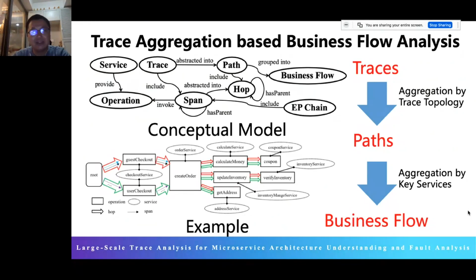In the first level of aggregation, we aggregate the traces into parses based on their trace topology. That means that if two traces share the same topology, which means these two traces pass the same set of services and also in the same order, then we can aggregate them into one. So that is the first level of aggregation.